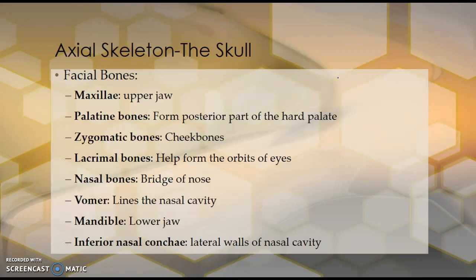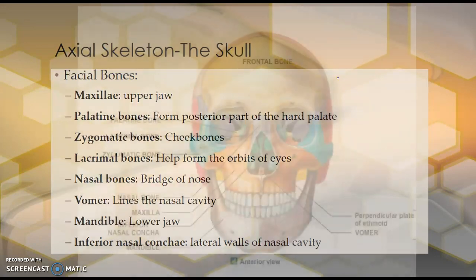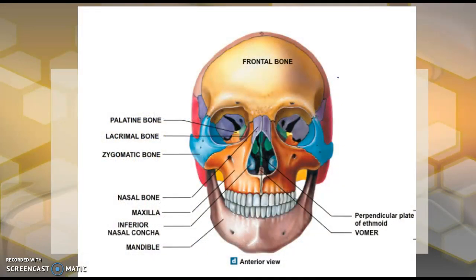Zygomatic bones are your cheek bones. The lacrimal bones are going to be what helps form the inner eyes. The nasal bone is going to be the bridge of your nose. The vomer lines the nasal cavity. Your mandible is going to be your lower jaw, and then your nasal concha are going to form the sides of your nasal cavity. So I think the big ones that you need to really make sure that you pay attention to are the nasal bone.